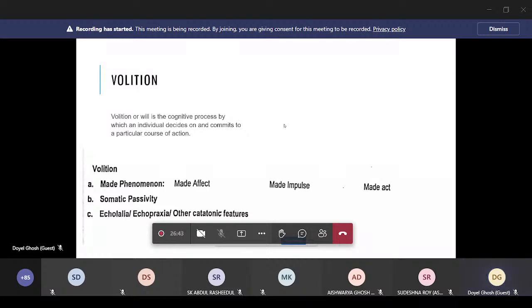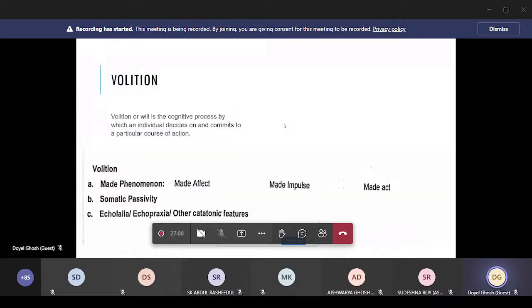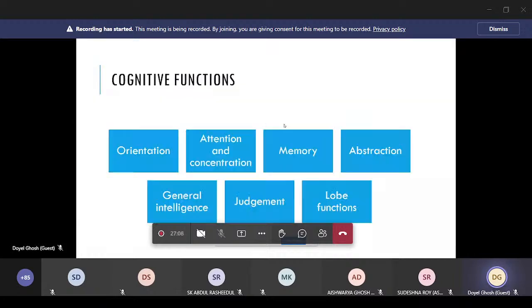Okay. After volition, till this point, consciousness, general appearance and behavior, speech and volition, we can see by observation. But after that, we need to ask the person, examine by asking. First, we are assessing the cognitive functions. What comes under cognitive functions?